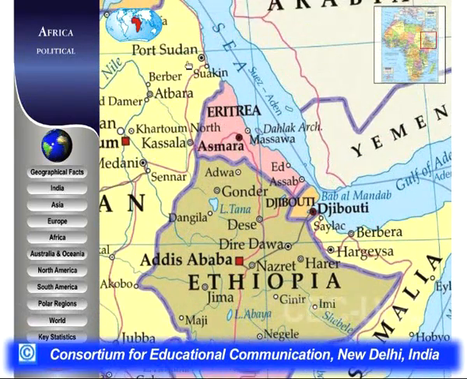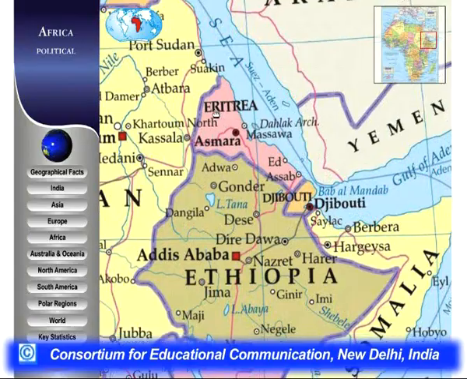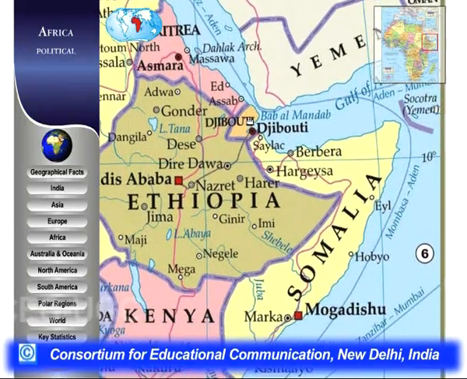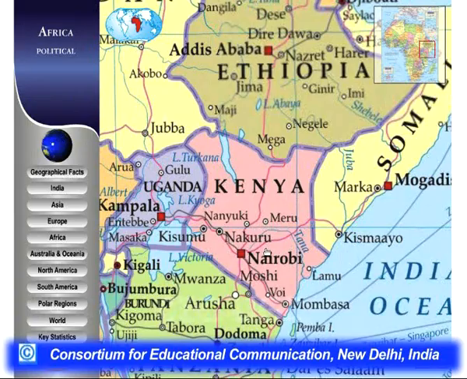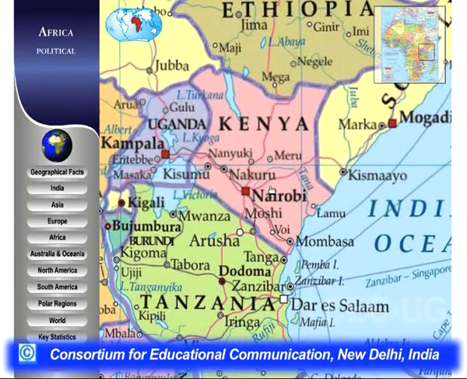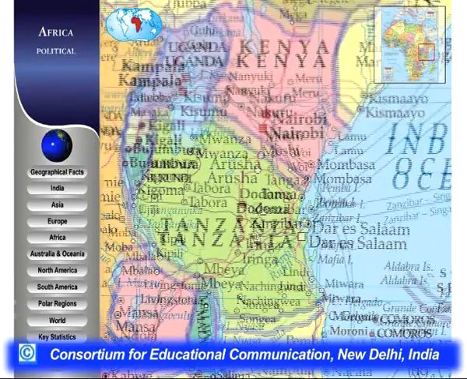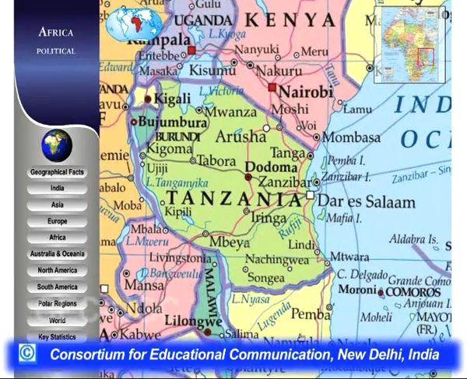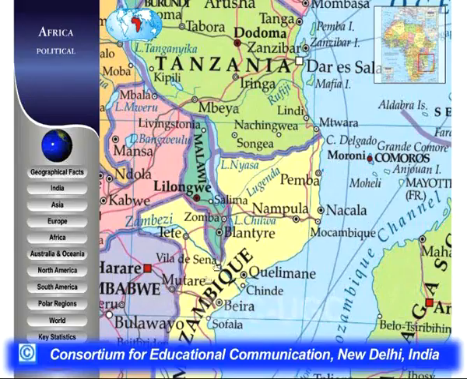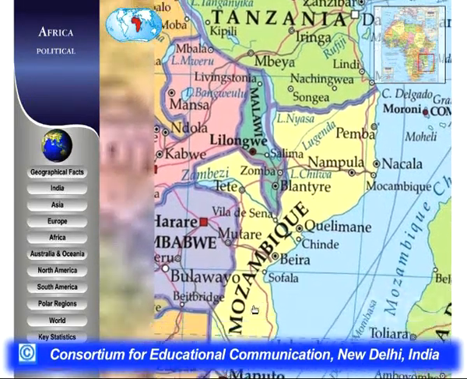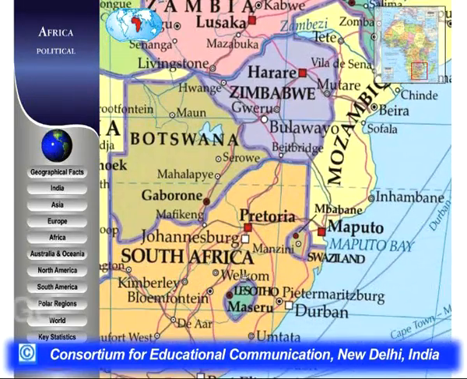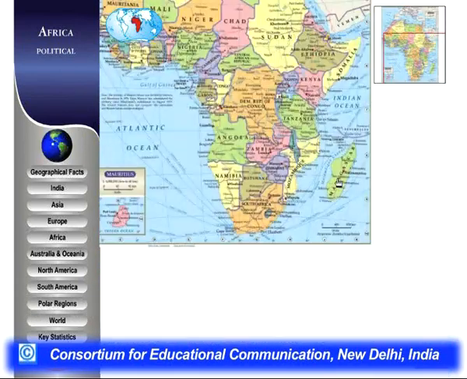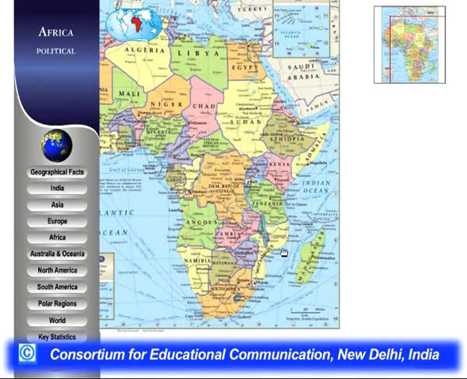So I repeat, number 6 North Sudan, number 7 Eritrea, number 8 Djibouti, number 9 Somalia, number 10 is Kenya, 11 is Tanzania, and number 12 is Mozambique, and 13 is South Africa. So these countries lie along the coast of the Indian Ocean, the eastern coast of Africa.